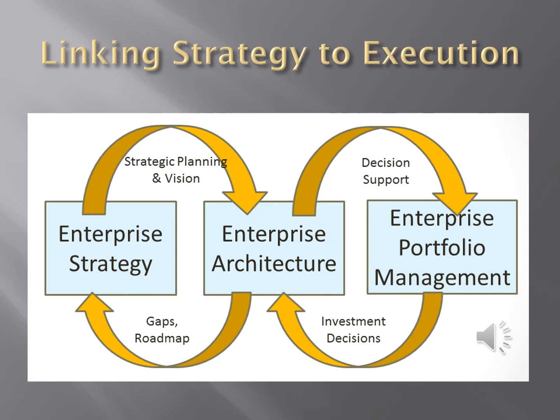Now John Zachman has said that architecture links strategy and execution. So here is the linkage between strategy and execution, being enterprise architecture in the middle. On the left you see the strategy, on the right you see portfolio management, which is where you fund things, cause money to exist, create programs, and execute. You can't execute without money.